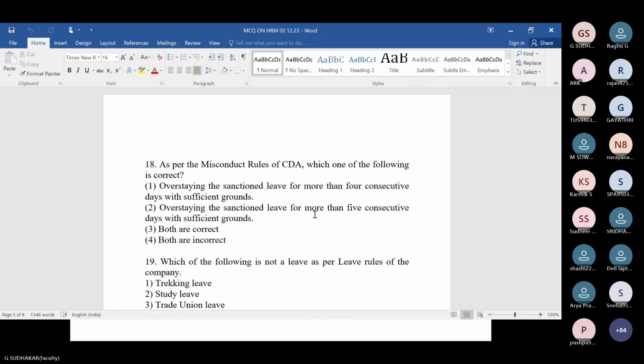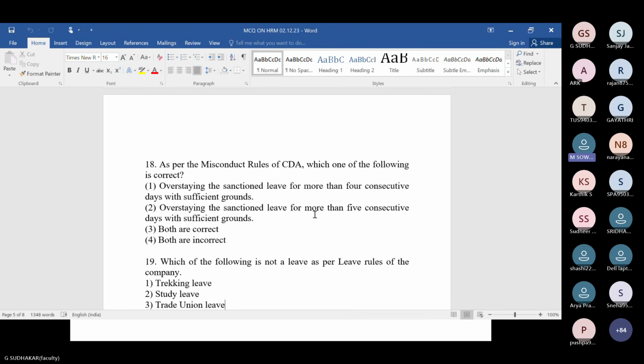Both are incorrect. Little bit tough question. Both are incorrect. More than 3 consecutive days. Answer is 4. As per misconduct CDA rules, it is overstaying the sanctioned leave for more than 4 days, sorry, more than 3 days, without sufficient ground.